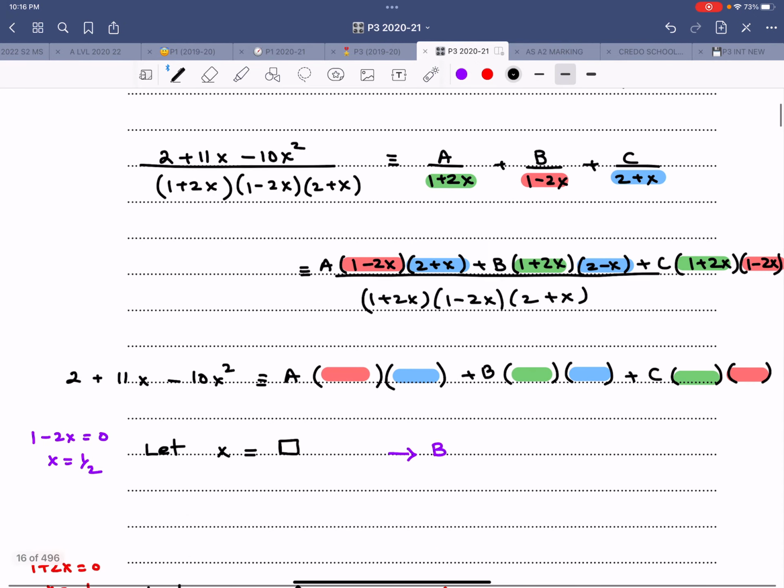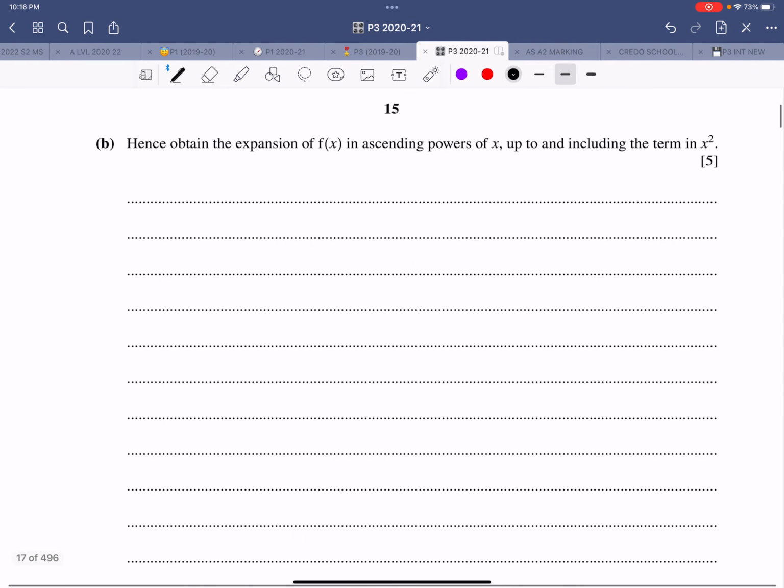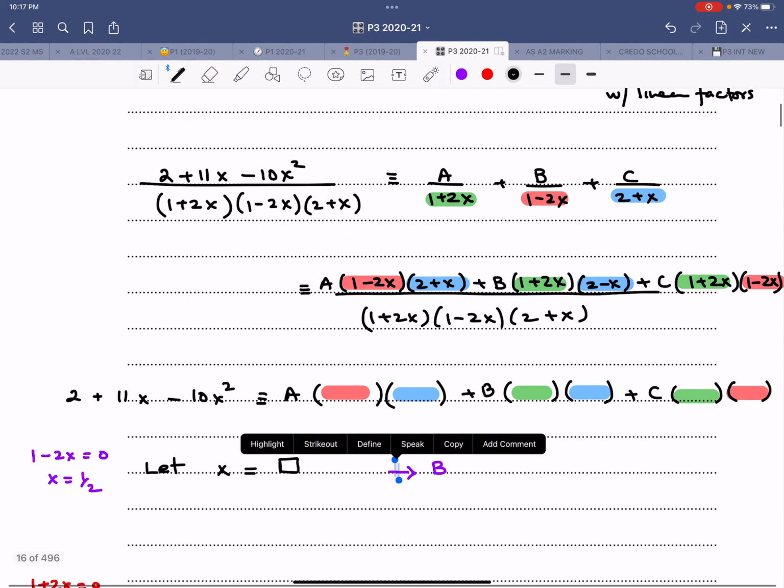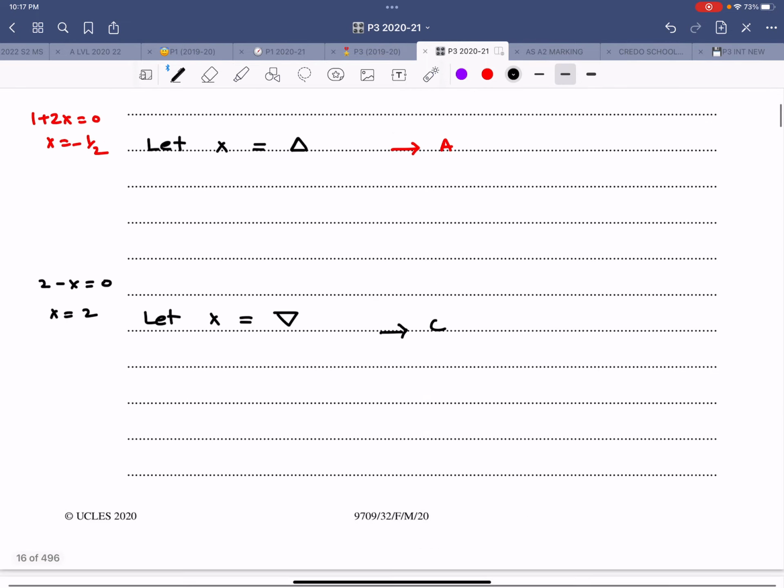It doesn't make a difference. Next part. Hence obtain the expansion of f(x) in ascending powers of x up to and including the term in x squared. Now the values of A, B and C so happen that A is the numerator of 1 plus 2x, B is the numerator of 1 minus 2x, C is the numerator of 2 plus x.